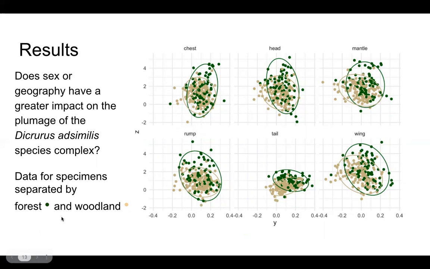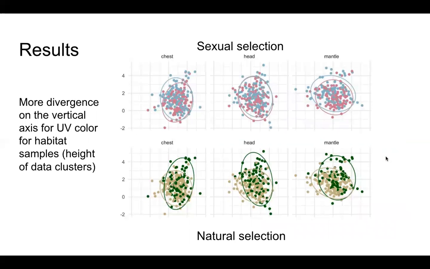forest and woodland habitats. Forest being the green dots and woodland being those tan dots. Same axis of the vertical z-axis being UV color, and this horizontal y-axis being non-UV color. And looking at these graphs separately is great. We can get some information from it, but what we really want to do is put them together.